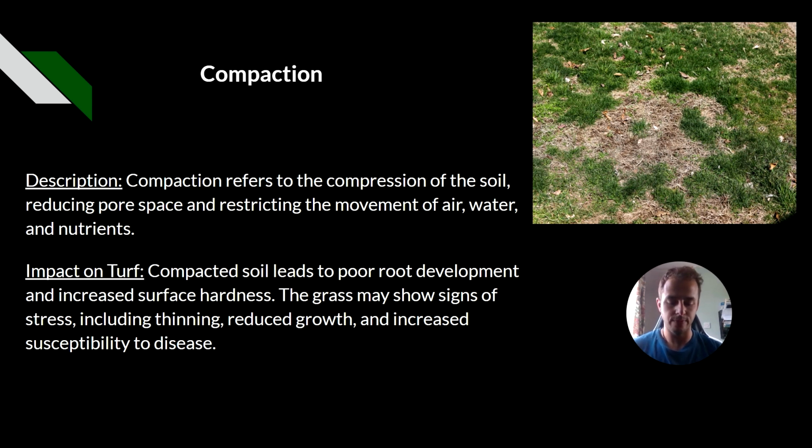Something I always say, if people do it on a cricket square, don't do it anywhere else, because they do the complete opposite of what realistically you're going to do on any other turf during the playing season. During the rest of the year, they might aerate or do other top dressing and various different practices, or even relieve the compaction. But during their playing months, that's what they'll be doing. So the impact on the turf is the compacted soil leads to poor root development and increased surface hardness, as I mentioned. The grass may show signs of stress, including thinning, reduced growth, and increased susceptibility to diseases because of its poor plant health.